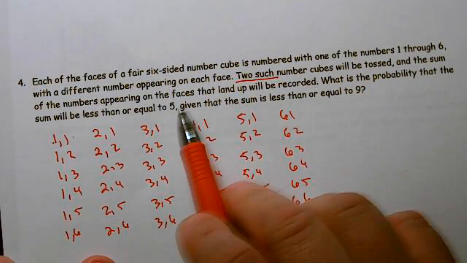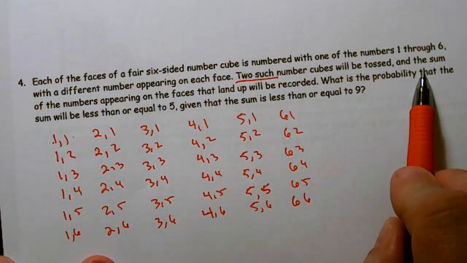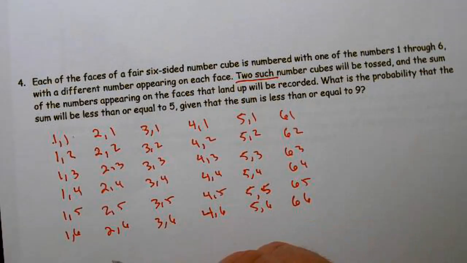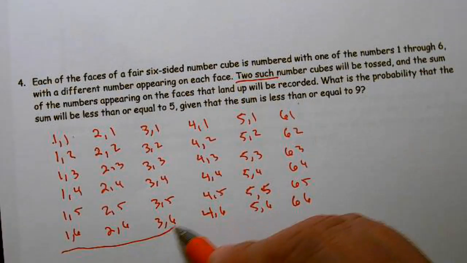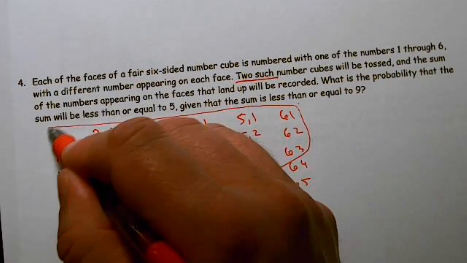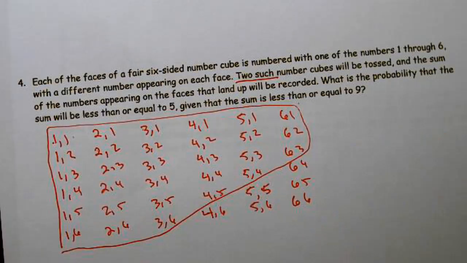Okay, so what is the probability the sum will be less than or equal to 5 given the sum is less than or equal to 9? So less than or equal to 9, that is all of these. Okay, so I can count all of those up. And first off, there are 36 possibilities.